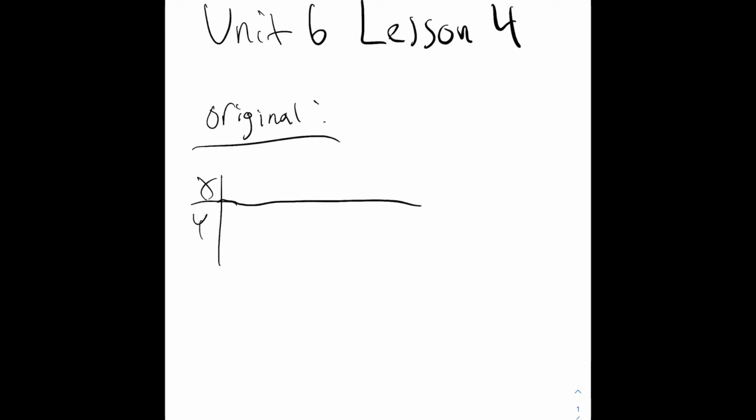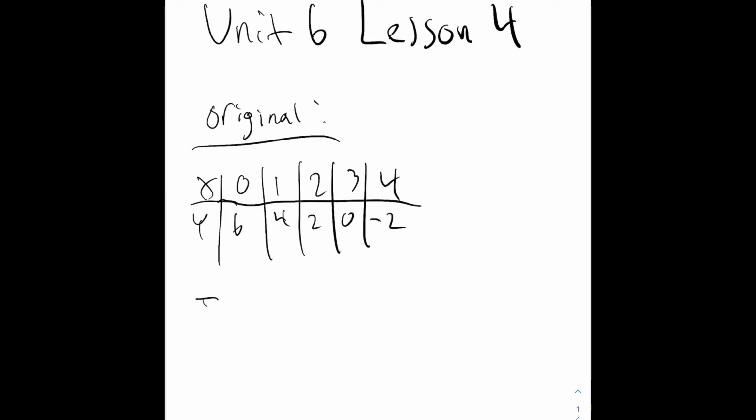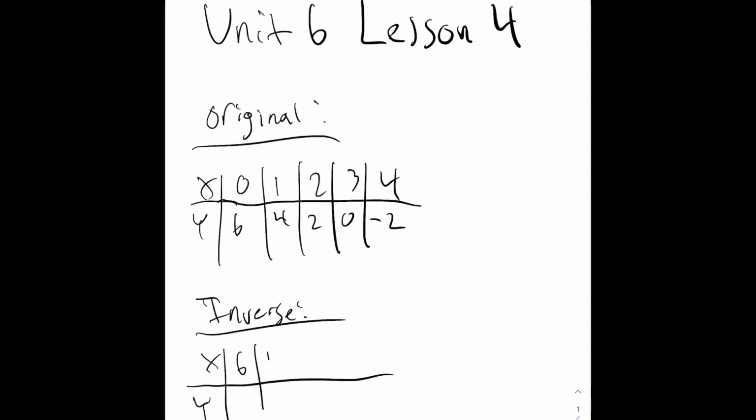If I had something like, okay, I've got my x's and I've got my y's. Say I have 0, 1, 2, 3, and 4. And then my y's go 6, 4, 2, 0, -2. The inverse of this function is going to flip-flop my x's and my y's. So my x's are going to go 6, 4, 2, 0, -2. And my y's are going to go 0, 1, 2, 3, 4.